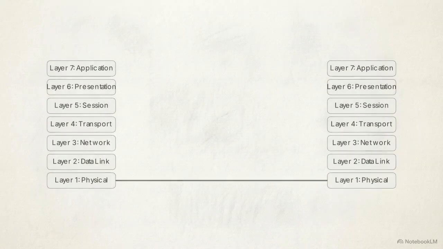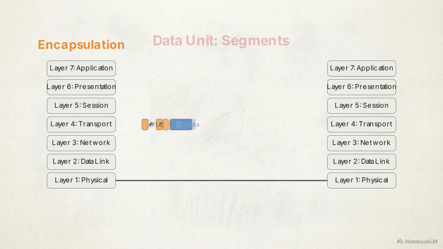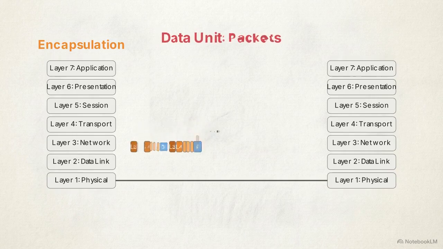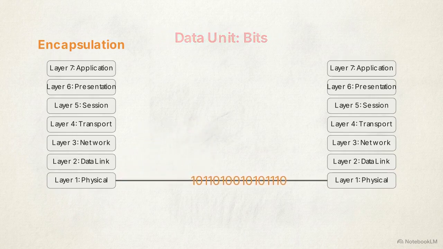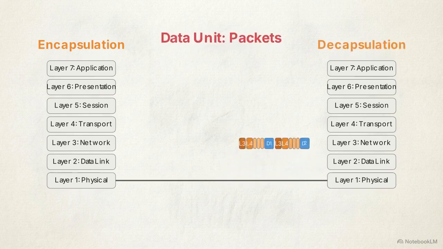Now look at the complete end-to-end communication path between two distinct devices. The entire top-down journey we just explored on the sending machine is a process called encapsulation. As data descends, it's segmented at the transport layer, packaged at the network layer, framed at the data link layer, and serialized for transmission. Reaching the destination, the reverse process, decapsulation, occurs.